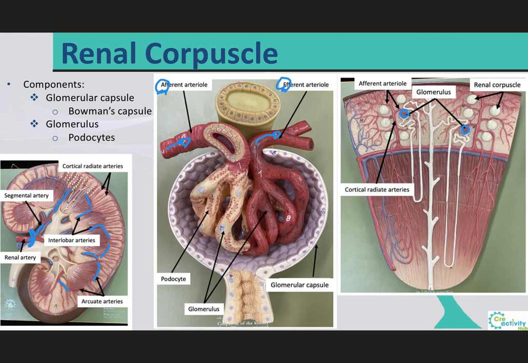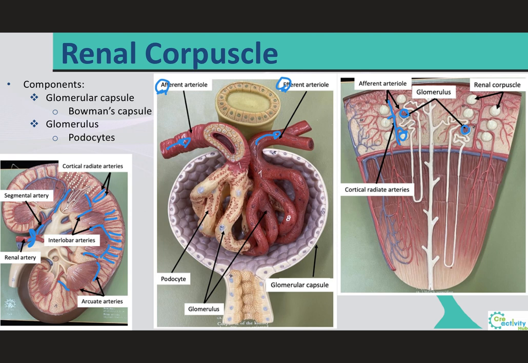These will form several branches going up the renal cortex, which again, like the name suggests, will be called the cortical radiate arteries. And these are the ones that will then give rise to the millions of afferent arterioles that will take the blood to be filtered by the glomerulus that is present in the renal corpuscle.